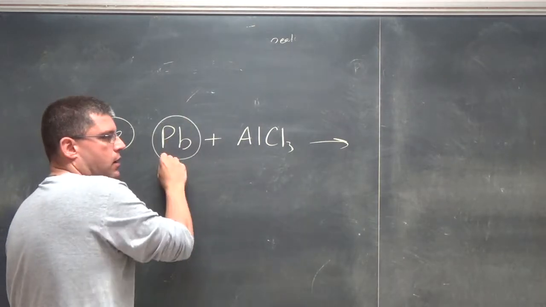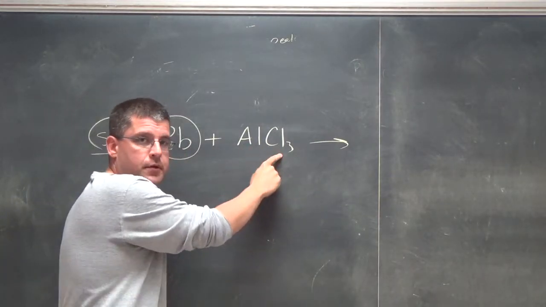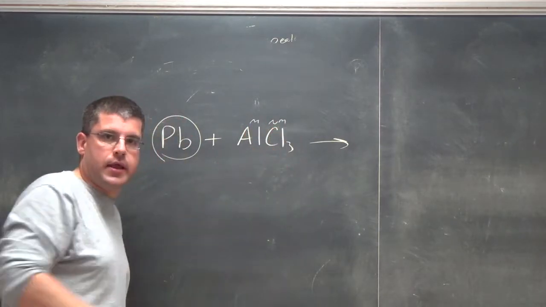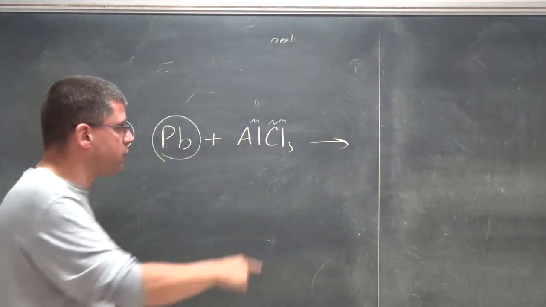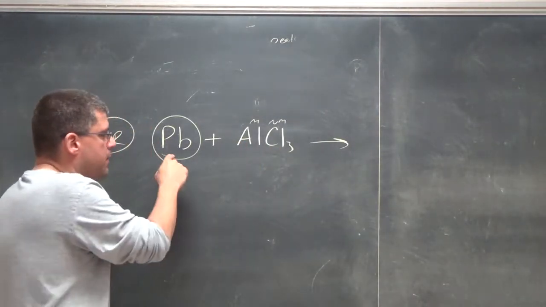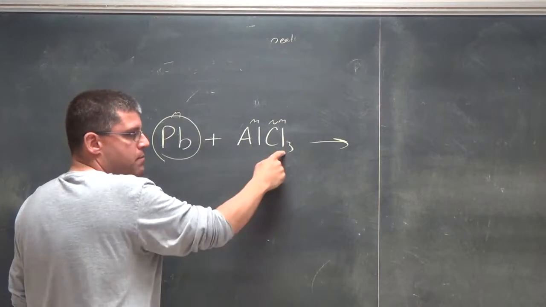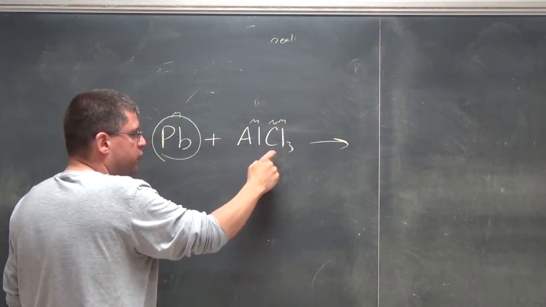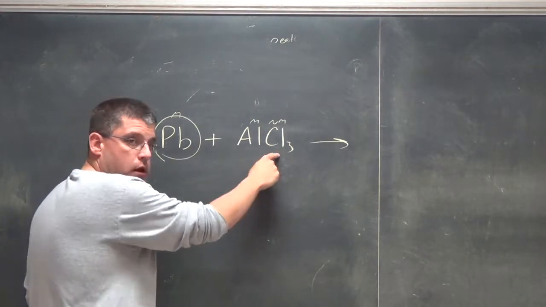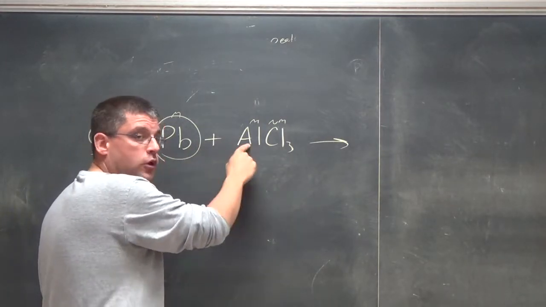Now look. You have lead right here. These guys are chemically bonded. They have a full outer shell. We know it's a metal, non-metal. We know it's an ionic compound. They transfer valence electrons. These all have full outer shells. So what do we have in common? Metal, metal, non-metal. So in the activity series, are we going to compare the activity of lead to aluminum or lead to chlorine? It's going to be lead to aluminum.